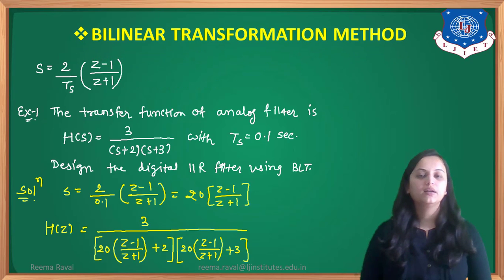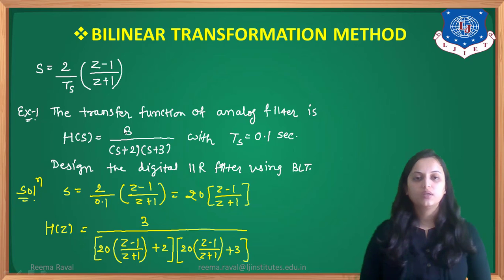In the bilinear transformation method, all you need to do is substitute s with 2 by Ts into z minus 1 upon z plus 1. That means in the data given to us, wherever s is there, you need to substitute it with 2 by Ts into z minus 1 upon z plus 1, where Ts stands for time period or symbol duration. Let us see the example for this.